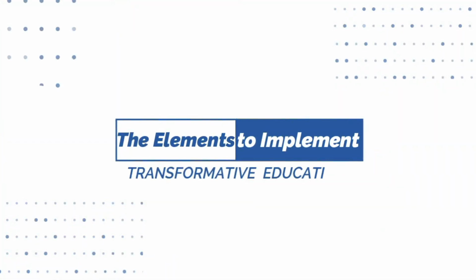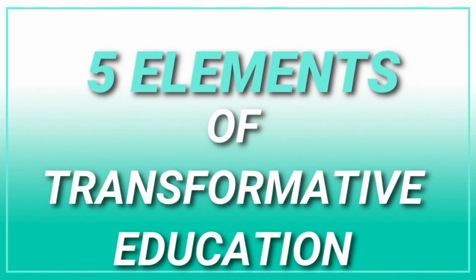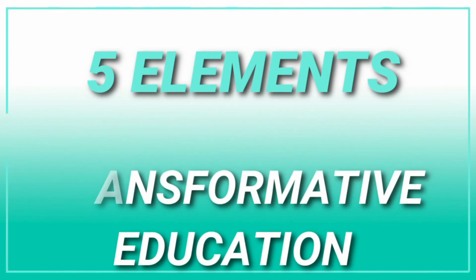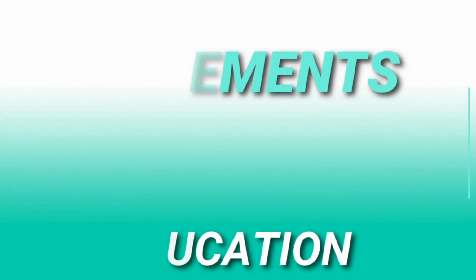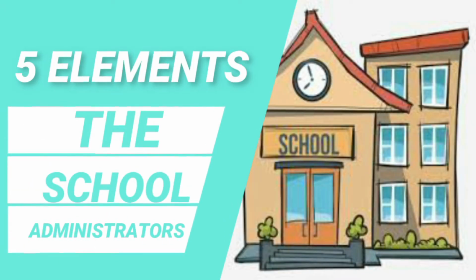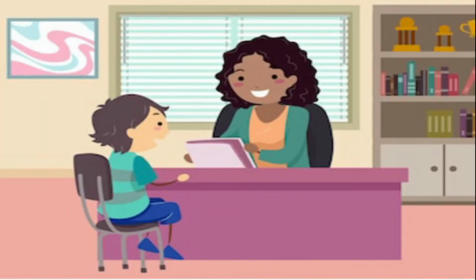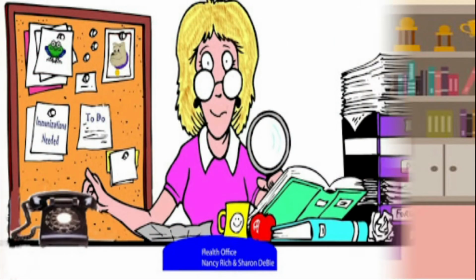The elements to implement transformative education. Implementing transformative education cannot happen without its 5 elements. These elements will serve as the key in giving students quality education that is important in the 21st century. School administrators. The school administrators play an important role in implementing transformative education. The administration represents the school to unify the teachers, staff, students, and parents.